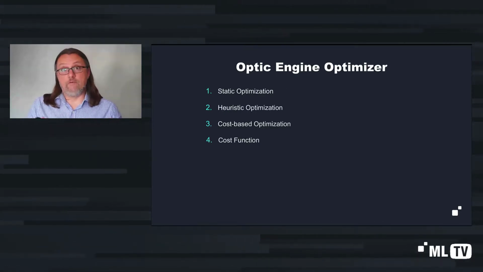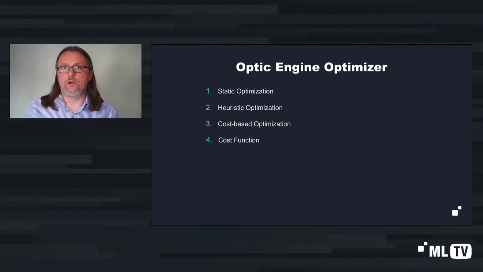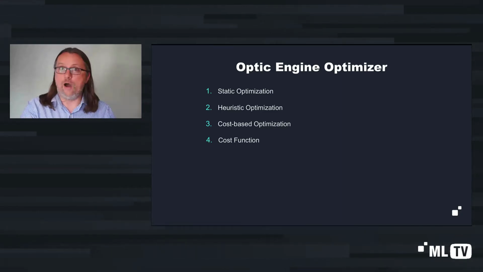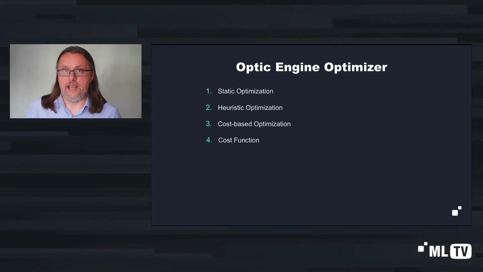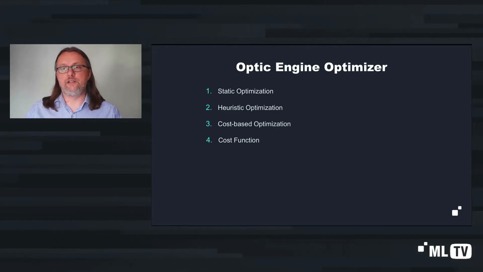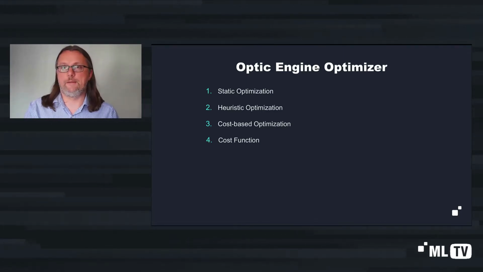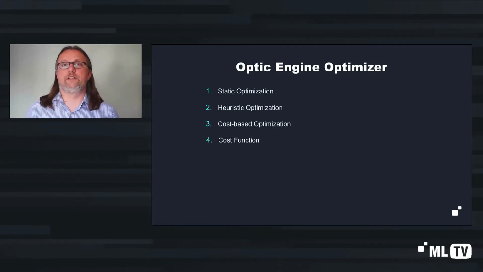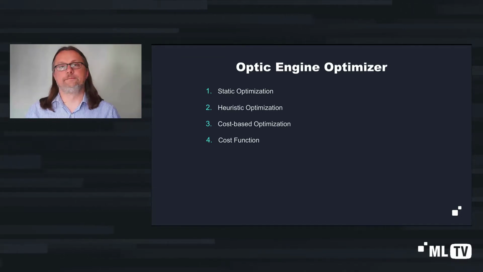When the optimizer gets a query plan, if you recall, it gets a logical query plan that contains the what but not the how of how we execute. It goes through several stages as it makes decisions about the best way to execute that plan. So the first stage is static optimization. And everything in static optimization always happens. There's no decision about it. It always happens. So they're always good things to do.